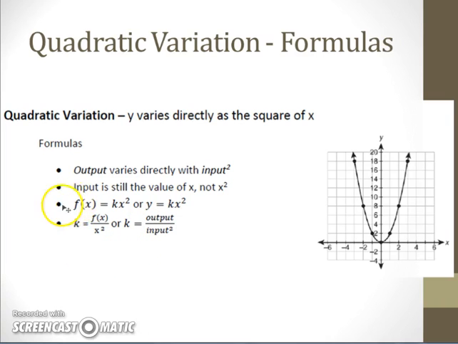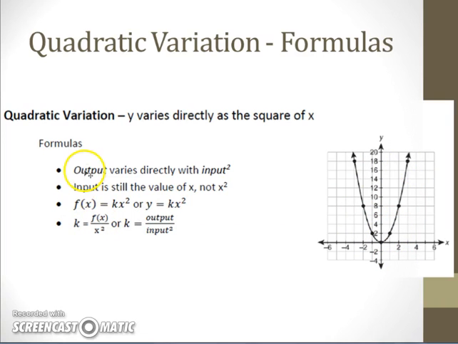You can see that the equations are very similar to what inverse variation was. When you have f of x equals k times x squared, inverse variation didn't have an x squared. Quadratic variation uses x squared. So we want to take our x value, our input value, and square it. And the difference in the graphs, these graphs have a curved graph.